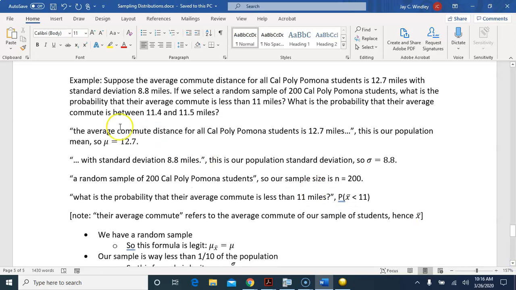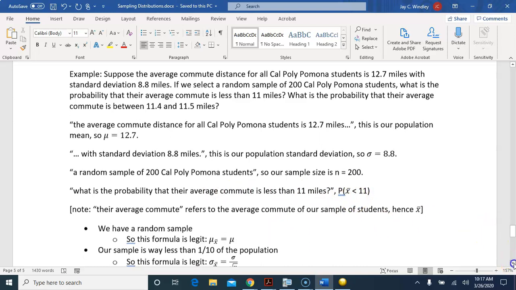So, when the problem says the average commute distance for all Cal Poly Pomona students is 12.7 miles, that's the population mean. So we're going to say that mu is 12.7. When the problem says with a standard deviation of 8.8 miles, that's the population standard deviation, so sigma is 8.8. When the problem says we have a random sample of 200 students, that means our sample size is 200. And the average of the sample being less than 11 means we want the probability that x bar is less than 11.